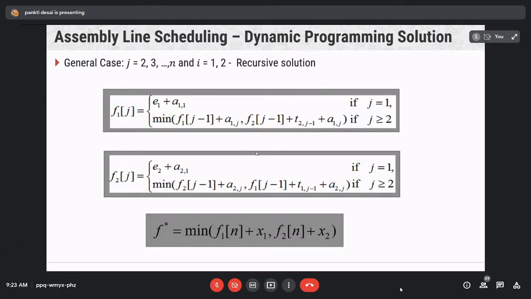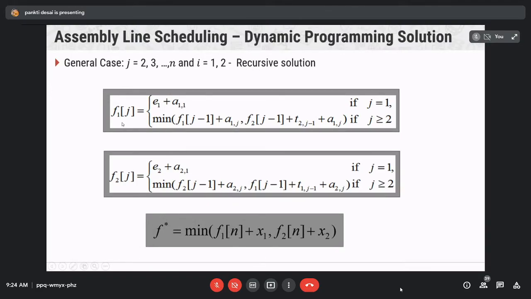Now this is the fastest time for the entire assembling, that is F star. After computing the fastest possible time to get to station Sij, F star is the fastest time for the entire assembling. And this can be computed as F star is equal to minimum of F1n plus x1, comma, F2n plus x2, where x1 and x2 are the exit times.